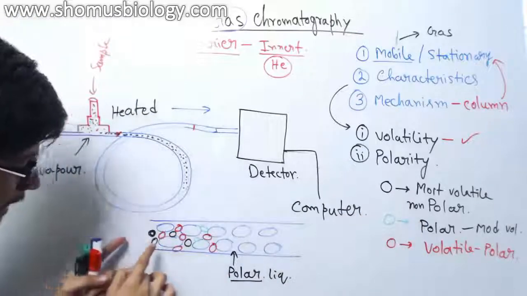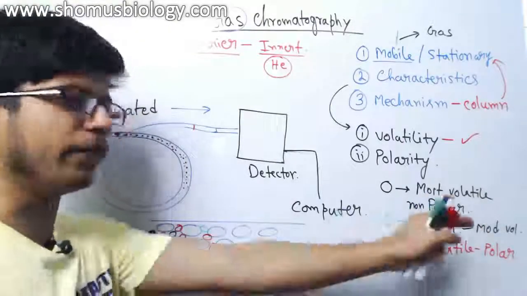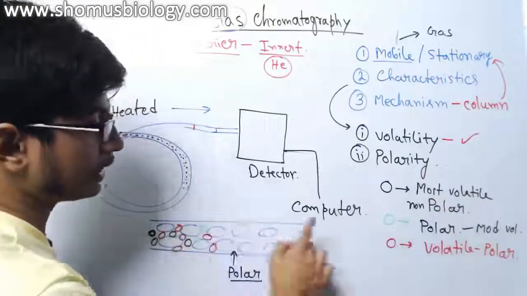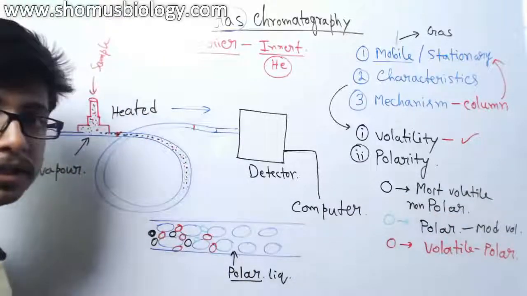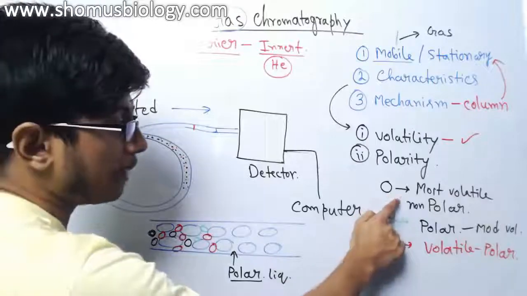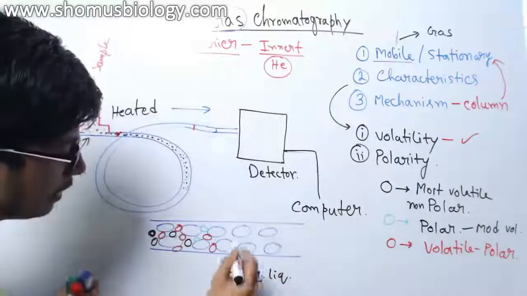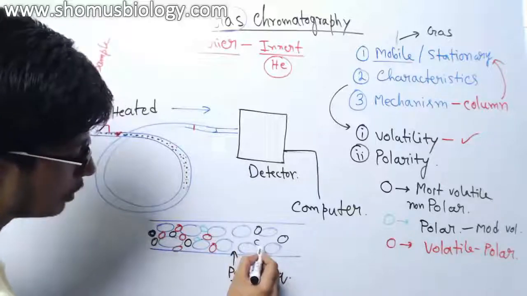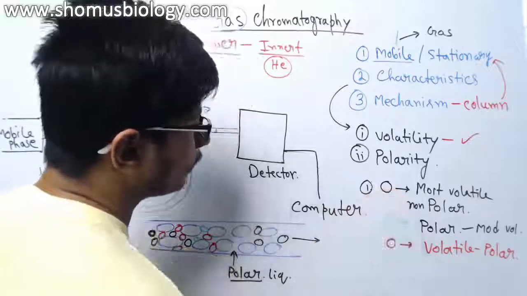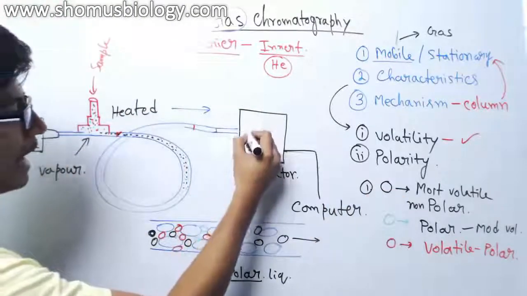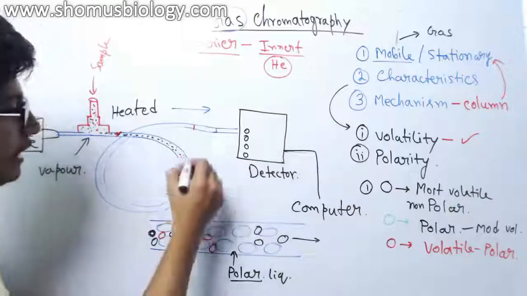How? Let's say here, black is the most volatile, so they will try to fly very, very fast. Now look at the feature of their polarity. They are non-polar, but we are using a polar stationary phase. So this black one will run very, very fast ahead of everything in this column, and it will come out fast. So black will come at the very first point in the detector, and be detected first by the detector at the end.